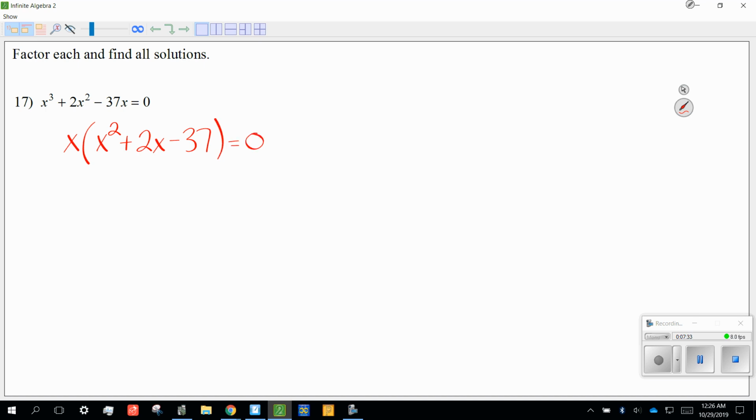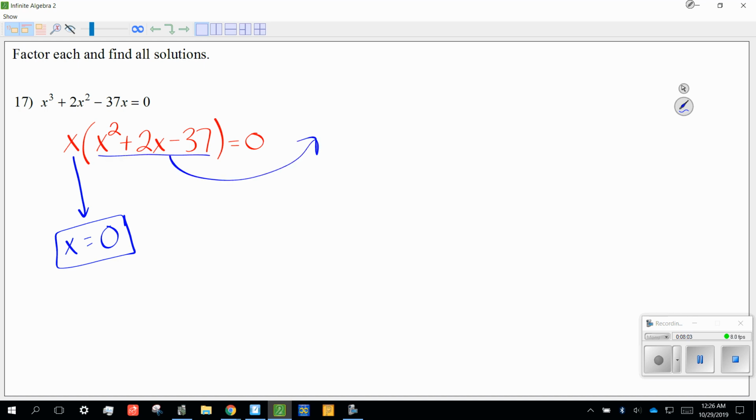Alright, so now in the middle there, I have a quadratic. So maybe I could factor that again. I don't think I can. So to finish this equation off and find all the solutions, I know I have one: x is equal to 0. So if I plug in a 0 for x, the whole thing becomes 0. But what about the other part?